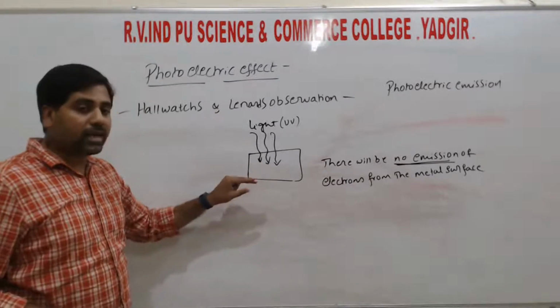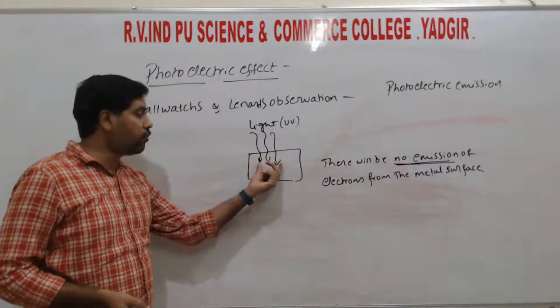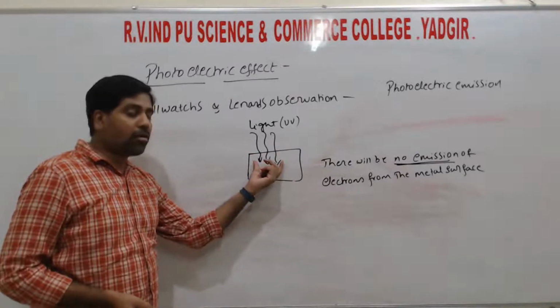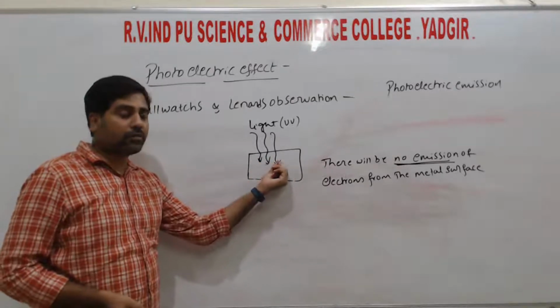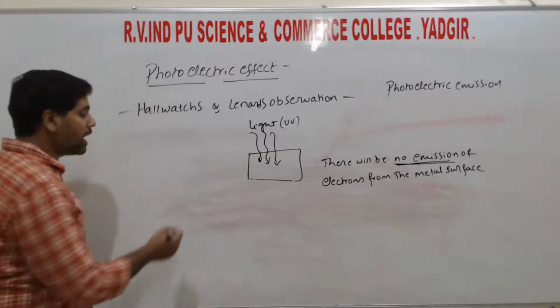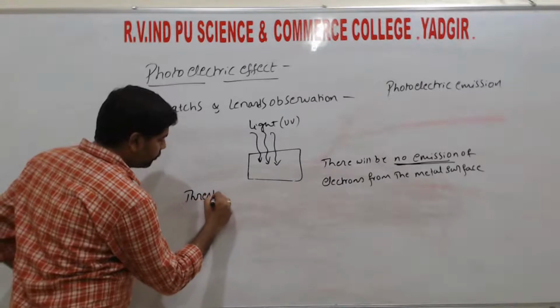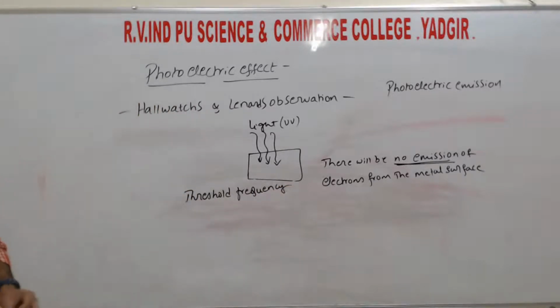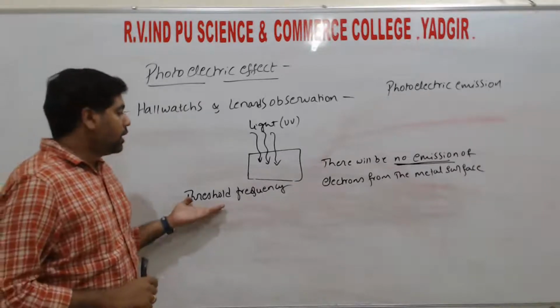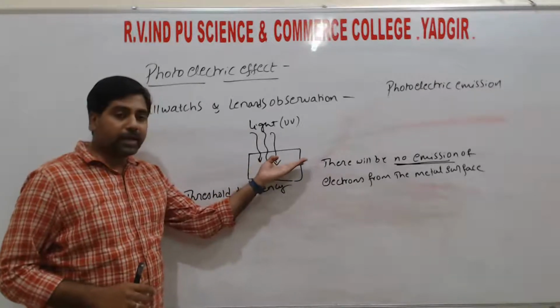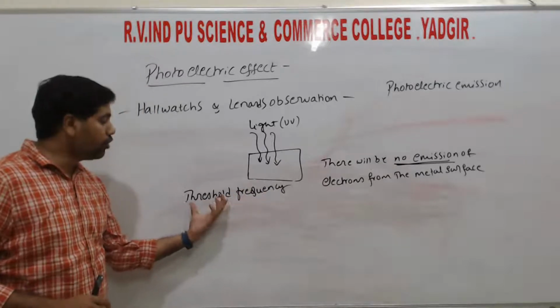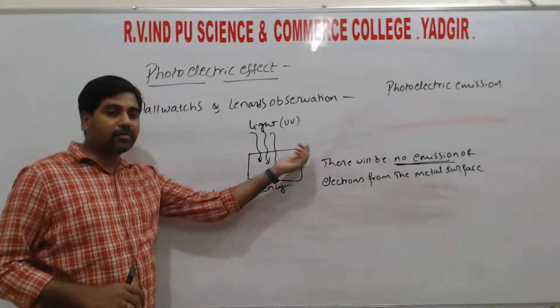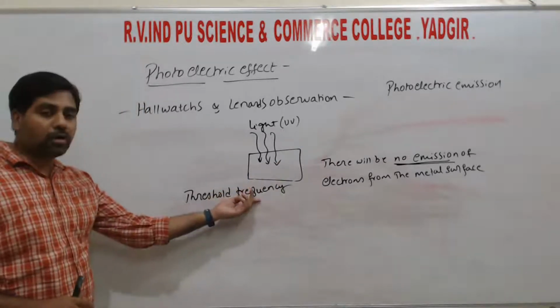So by this they concluded that the frequency or wavelength of the light falling onto this metal plate should have a minimum frequency to emit the electrons from this metal surface. So that frequency we call the threshold frequency. So the light should have this minimum frequency needed to emit the electrons from this metal surface. That frequency we call the threshold frequency, right?